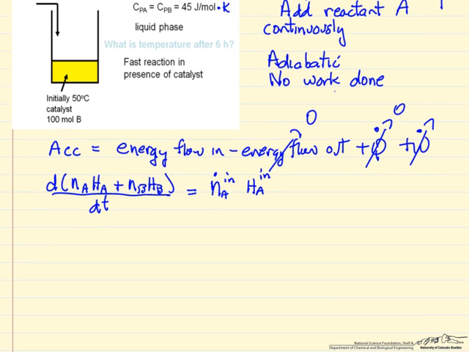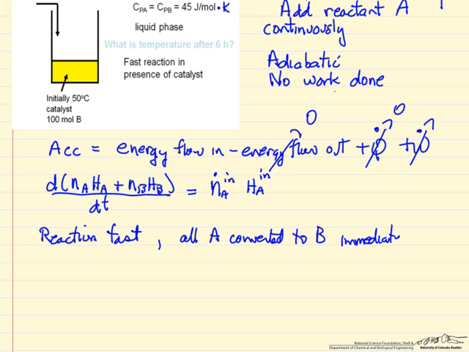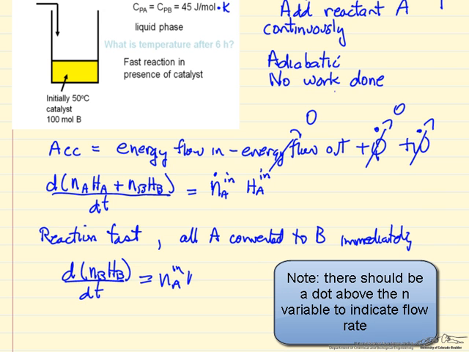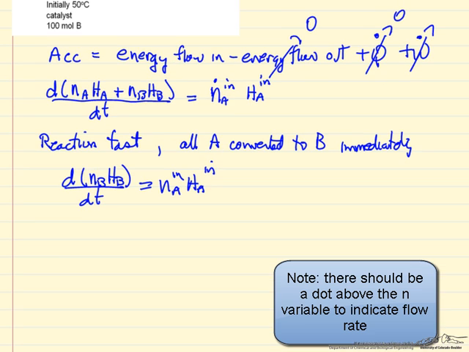Now, because the reaction is fast, because we want to, in this case, just look at the thermodynamics, that means as soon as A enters the reactor, it's converted to B. So all A is converted as soon as it's in the reactor. So really my balance on the left side is the number of moles of B in the reactor at any given time, because all of the A has reacted to B. So this is our first law, and what we want to do is substitute terms into this first law.